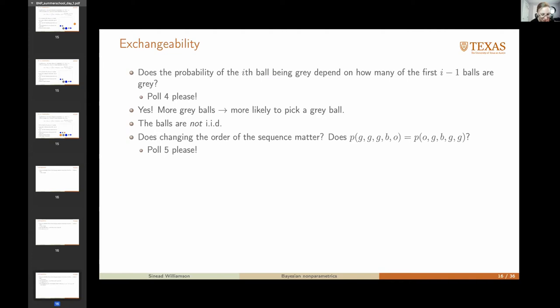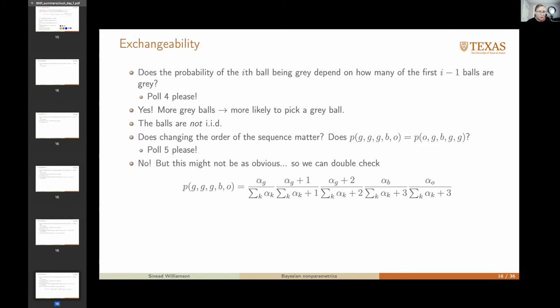Okay, so as I'm looking at it now, I'm seeing that the majority have gone for yes. The probabilities are the same. So let's take a look. Okay, so the way I've written this, this was bad slide writing of mine. Yes, they are the same. No, the order doesn't matter. So the majority of you were right. So let's look at why.